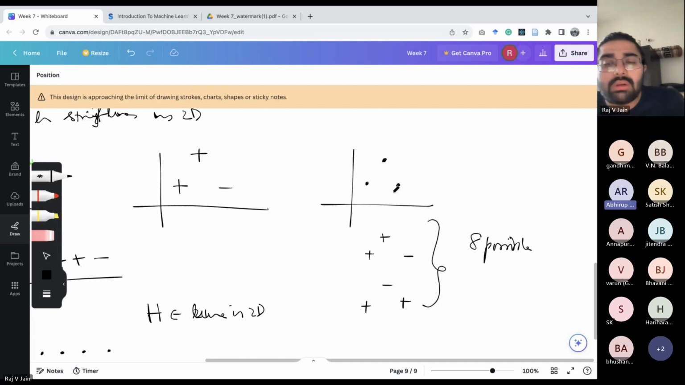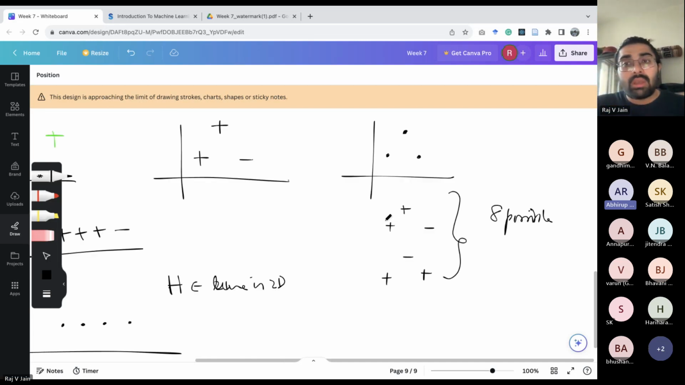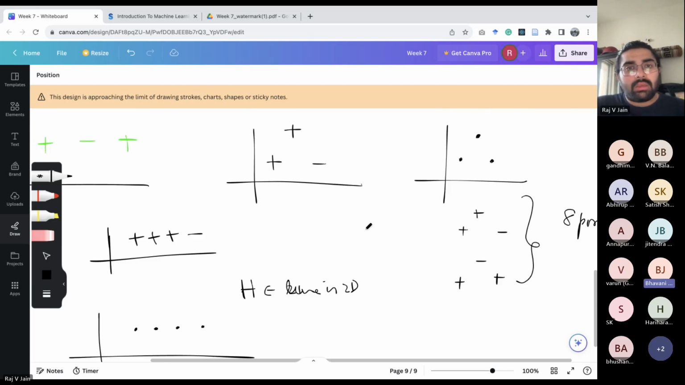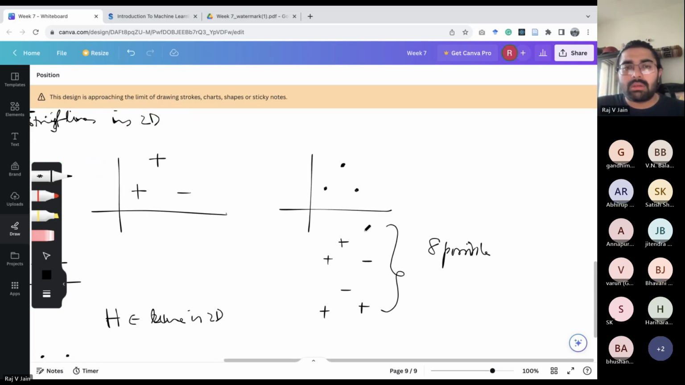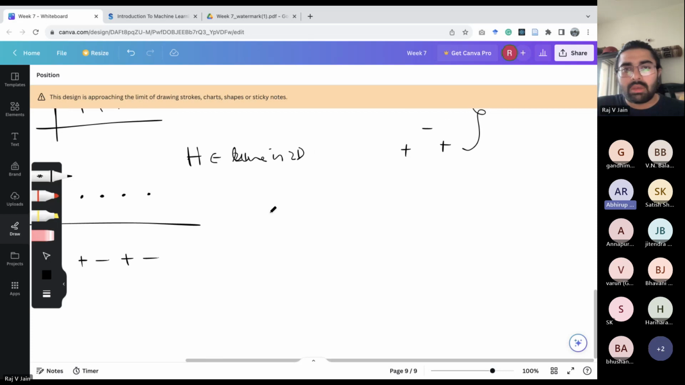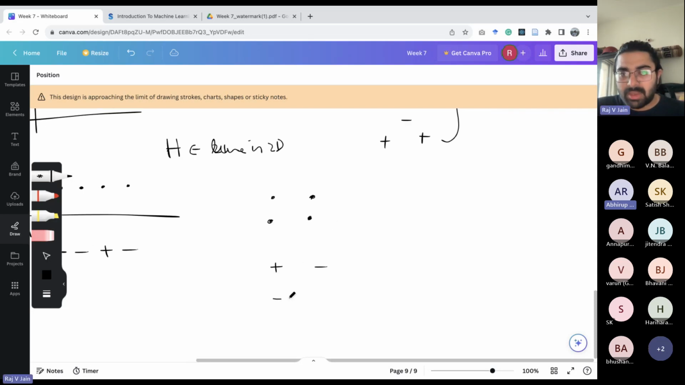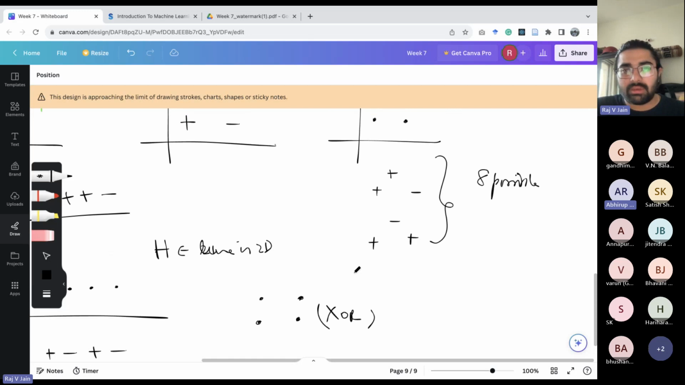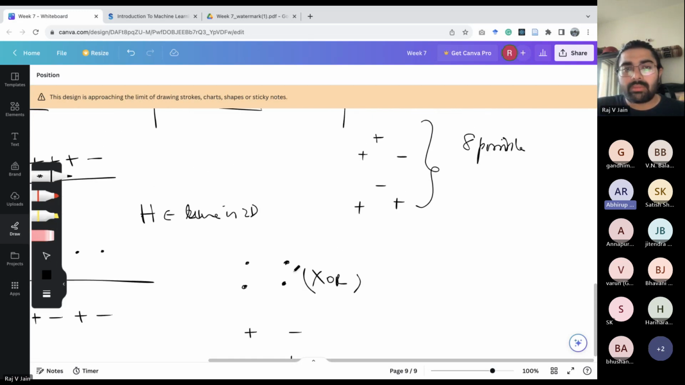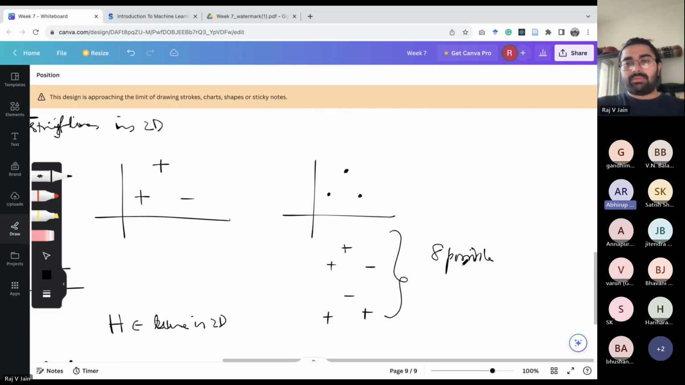With 4 points, it can be done in the same way if you just take the vertices of a quadrilateral. Now, it will not be able to do it. Yes, the XOR problem, exactly. You won't be able to. That's correct. A quadrilateral cannot be done. Okay, fine. I got it.